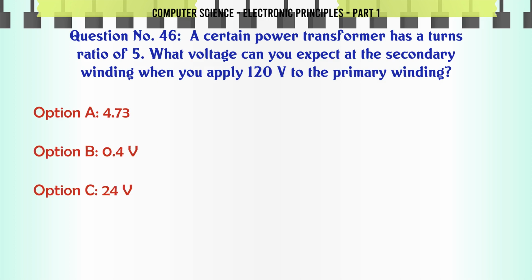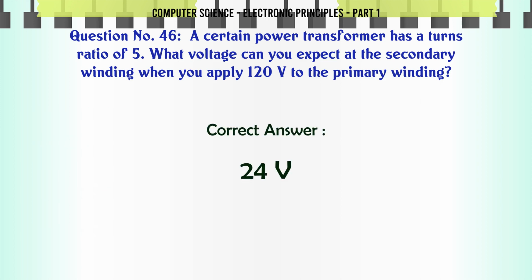A certain power transformer has a turns ratio of 5. What voltage can you expect at the secondary winding when you apply 120 V to the primary winding? A. 4.73 V, B. 0.4 V, C. 24 V, D. 600 V. The correct answer is 24 V.